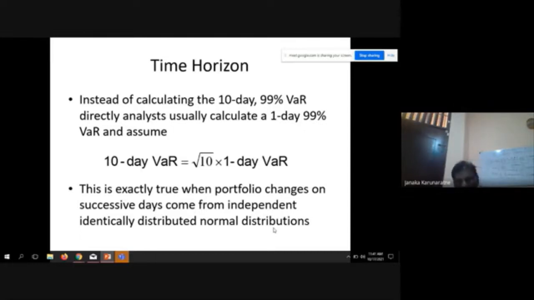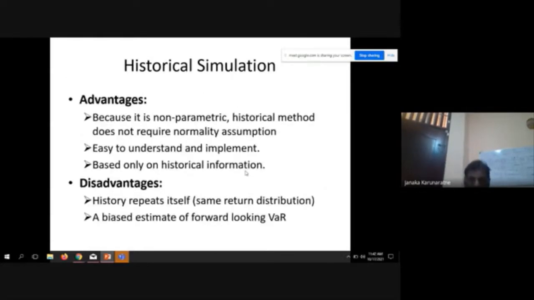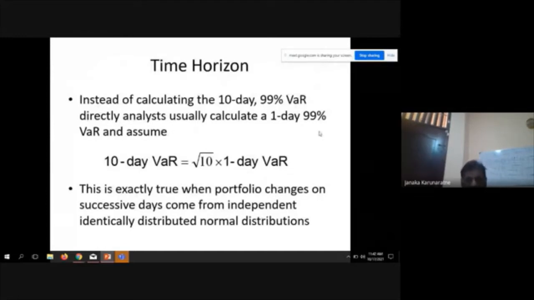Then calculate the 10-day VaR, 30-day VaR, or whatever. If you look at this particular case, 99%, if you do the 10-day VaR, you simply take the root of 10 times the 1-day VaR. So it is always better to work out the 1-day VaR for any investment and then convert it into any number of days. For example, I want to calculate VaR for 60 days. I know the 1-day VaR. Then what should be the 60-day VaR?